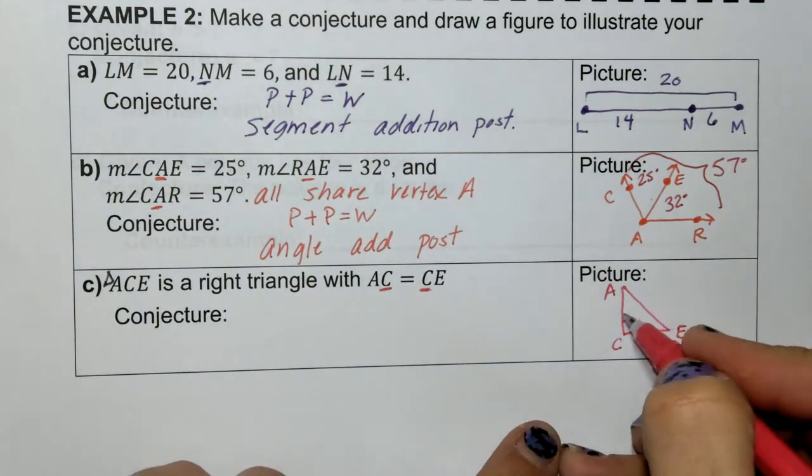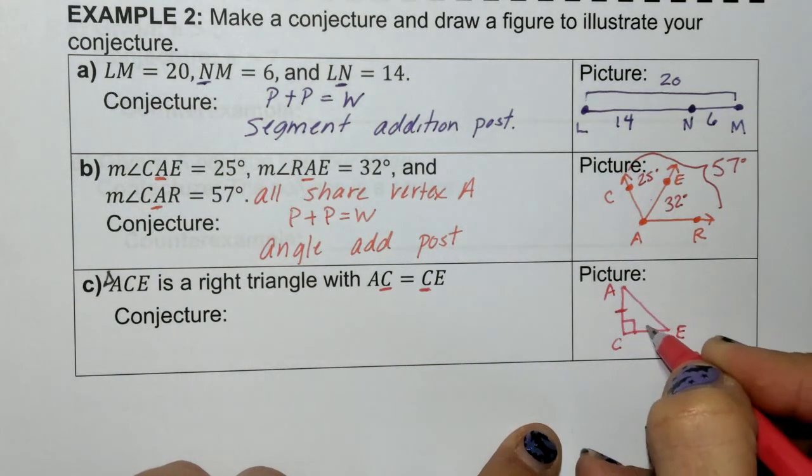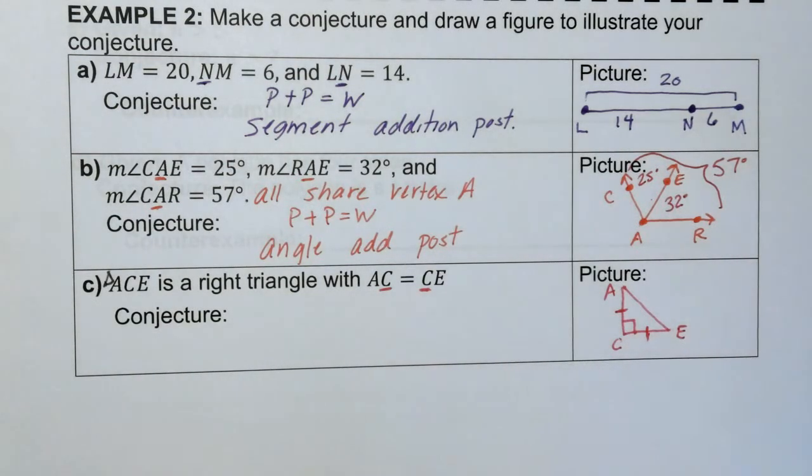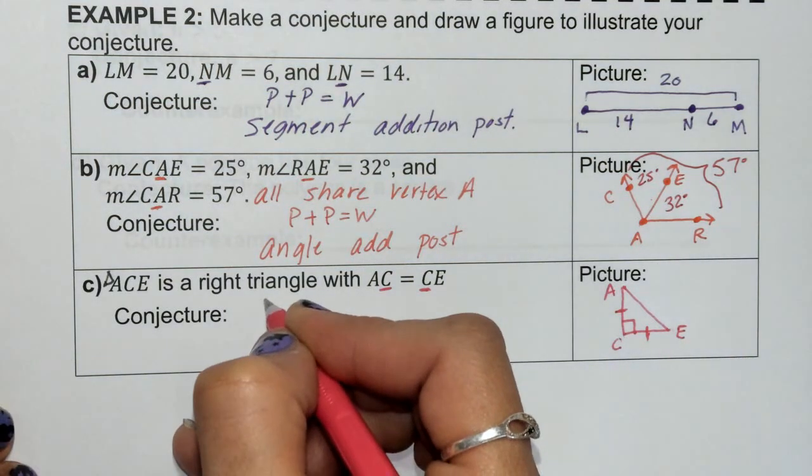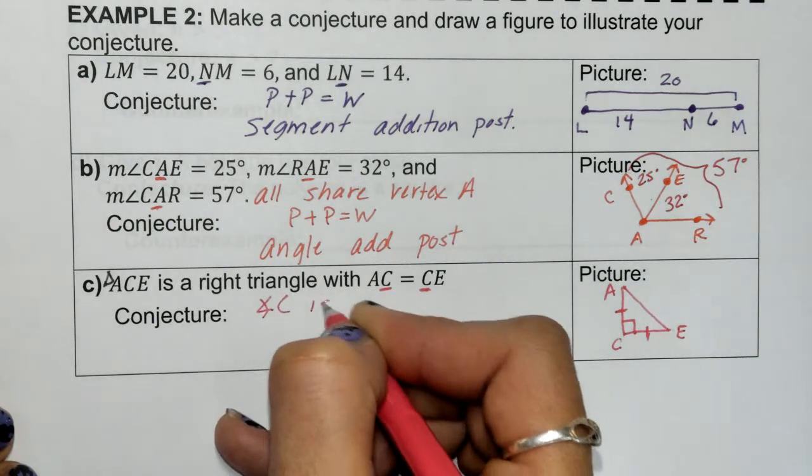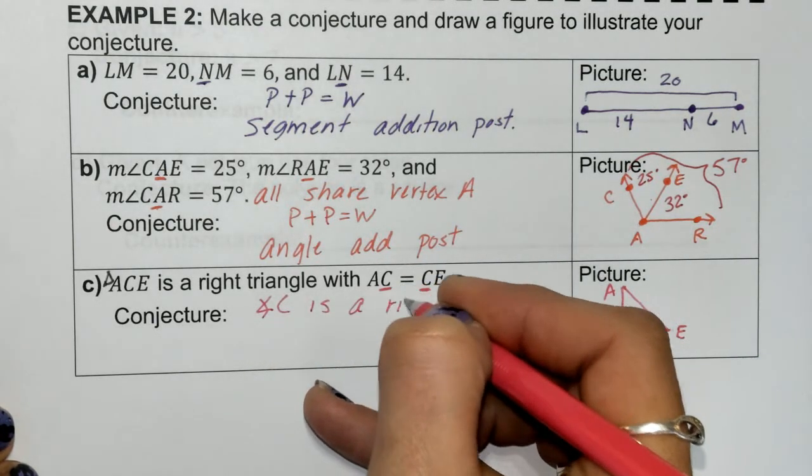And we know that AC measurement is the same as CE, meaning those sides are congruent. So a lot of us struggled with trying to figure out exactly what conjectures to draw here, but there are several of them. I'd have some students notice that, because we have this right triangle, angle C is a right angle, and that's a conjecture. So angle C is a right angle.